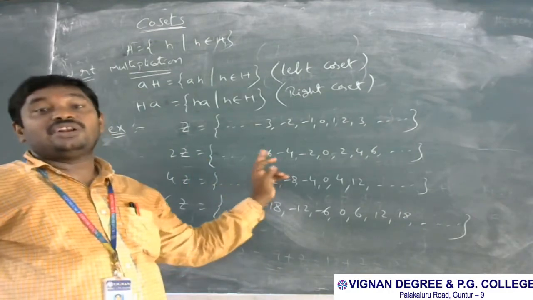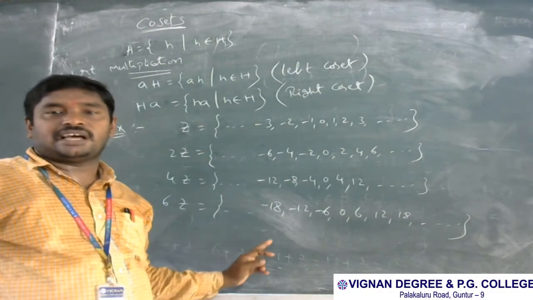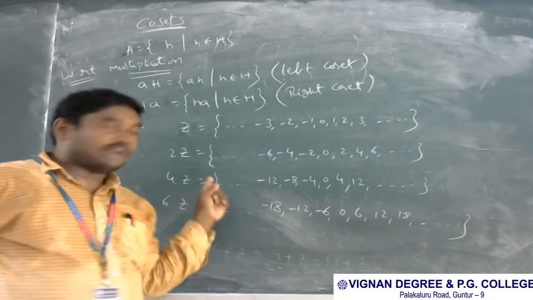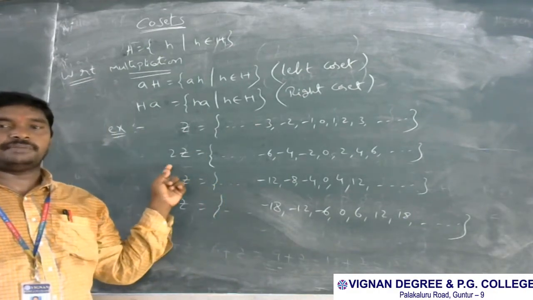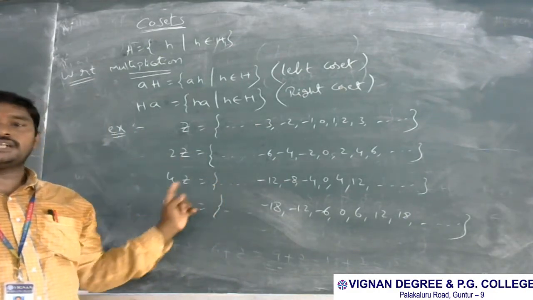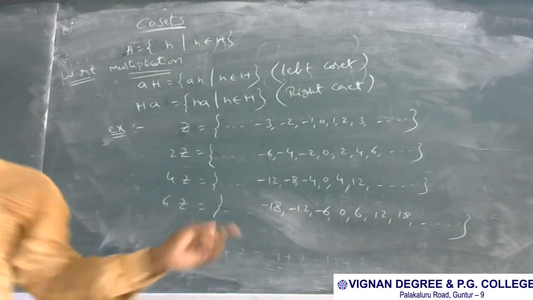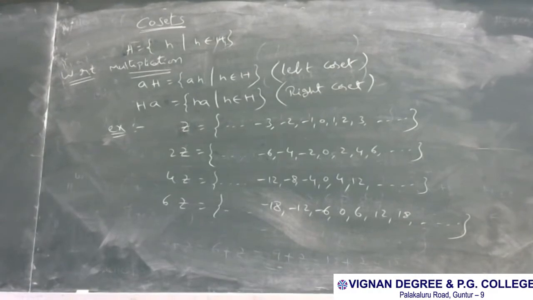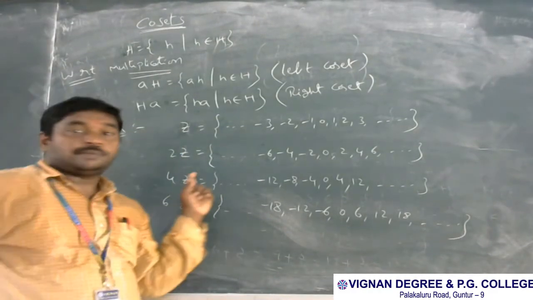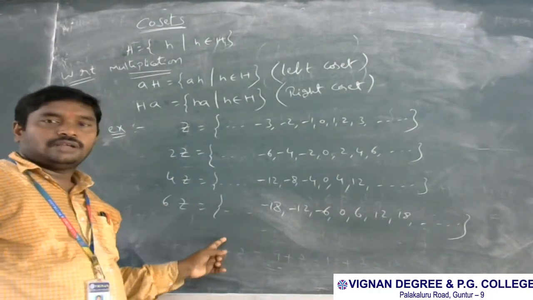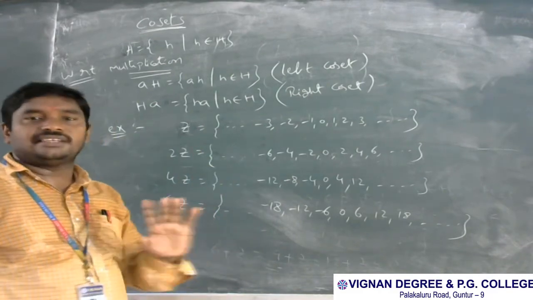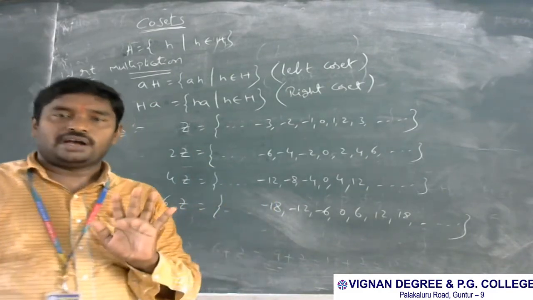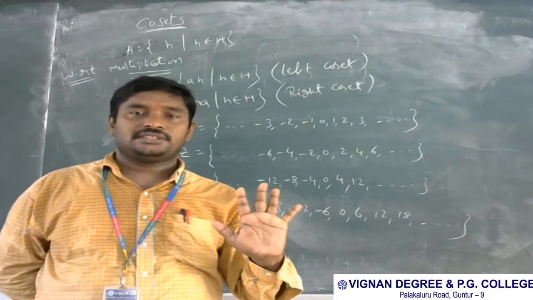No. Only with respect to addition are these equal. For example, with respect to addition, 2 plus Z, 4 plus Z, 6 plus Z, both are equal. With respect to addition all these are equal. But with respect to multiplication, all these are not equal. This is your observation. Okay?